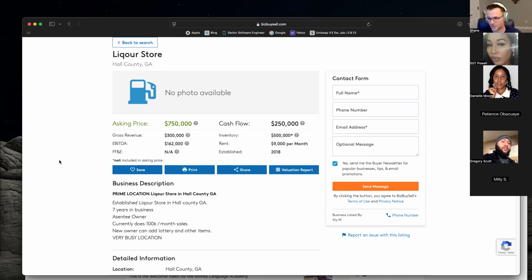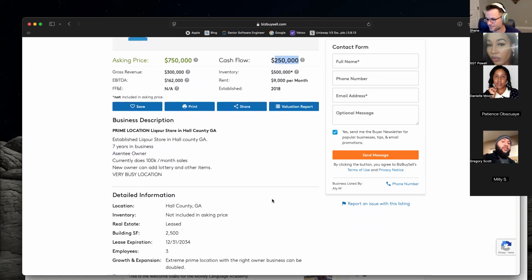Now, the thing with liquor stores is there's so much theft involved in liquor that you lose quite a bit, but that theft is also a tax write-off. But yeah, I'll just leave it to everybody to make that determination themselves. But just at first glance, 7 years in business, absentee owner that meets the numbers perfectly.